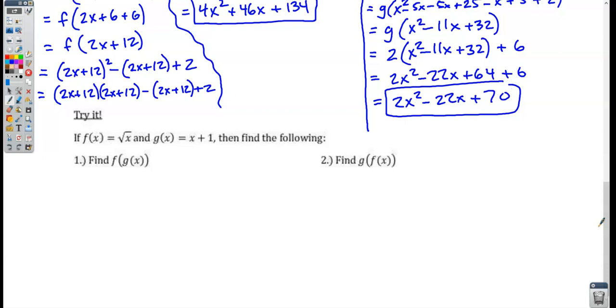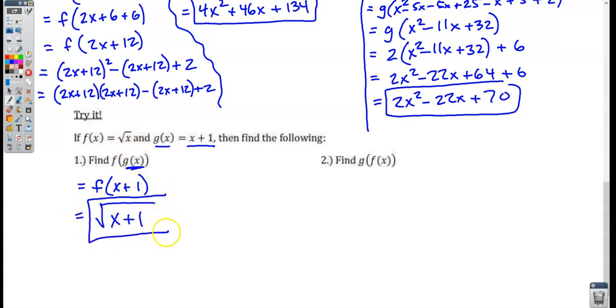All right, let's take a look at what happens in these try it problems. Hopefully you took the time to try them. So first we're going to find f of g of x. That means we're going to put g of x in here in place. So that becomes f of x plus 1. And then f of x plus 1 means we're going to replace the x here with an x plus 1. And so f of g of x becomes the square root of x plus 1.